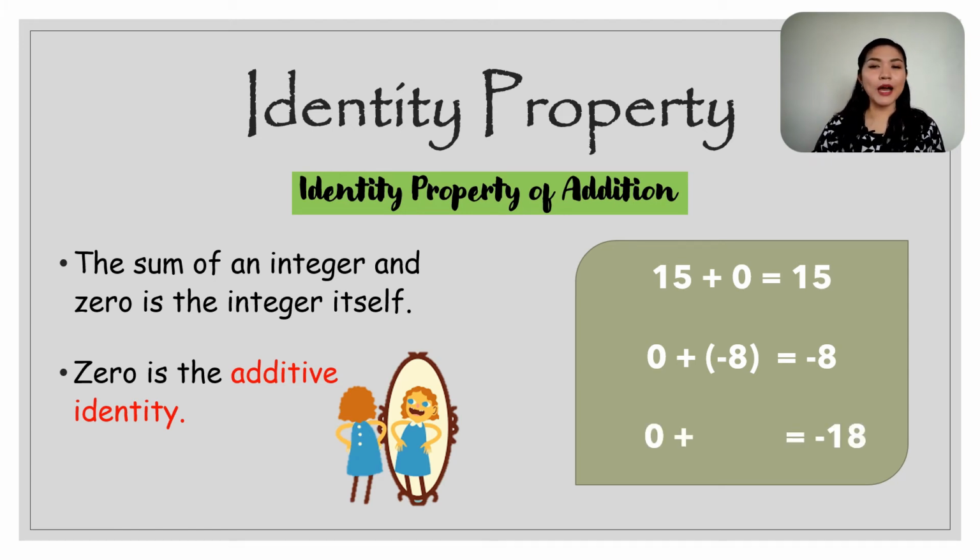And what about 0 plus blank equals -18? You got it? It's -18. There you go.